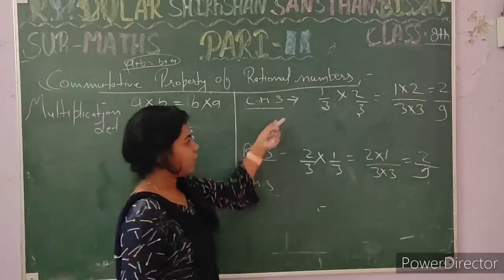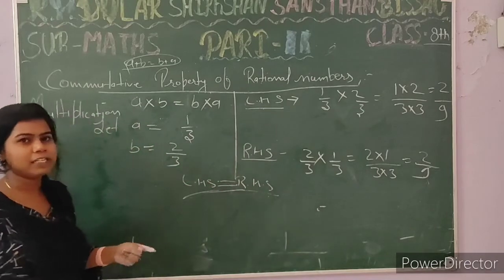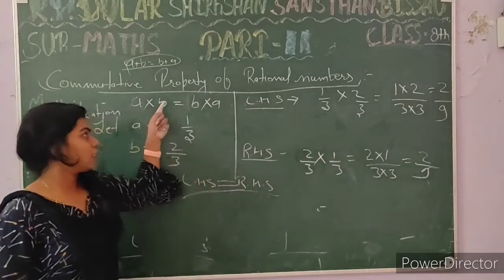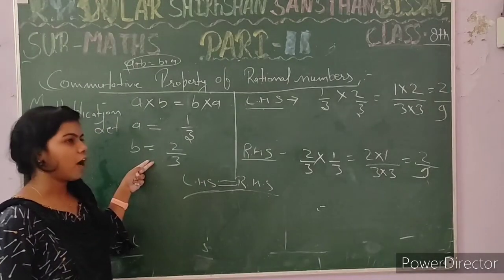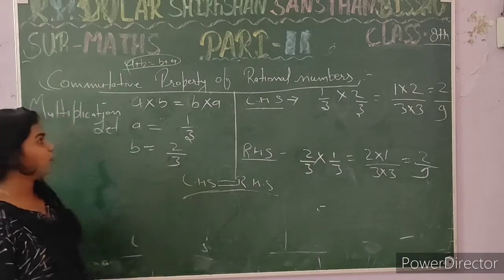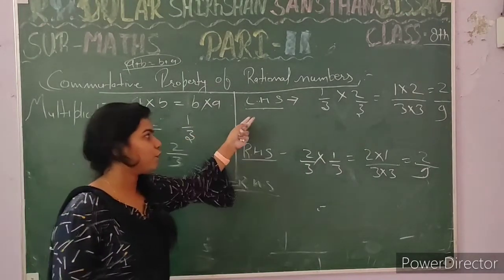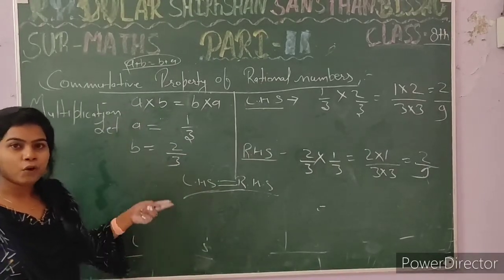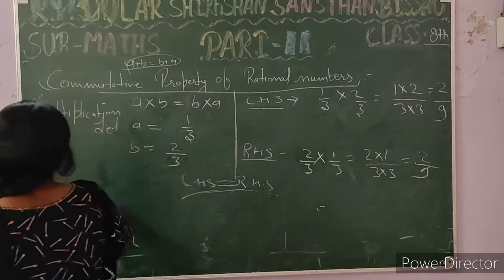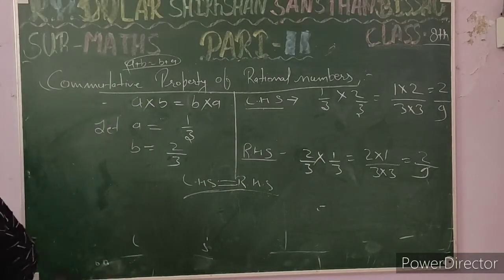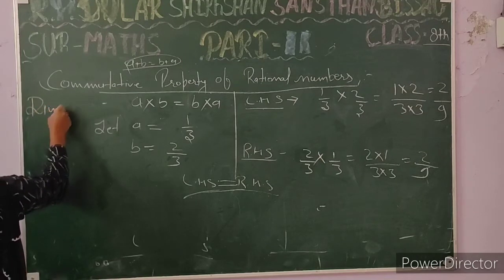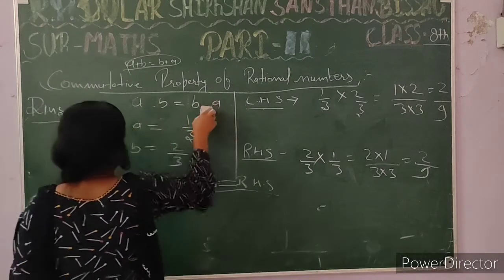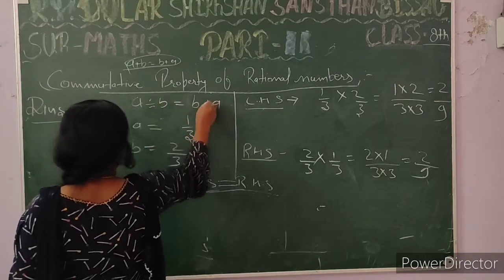Why satisfied? Because in mathematics everything has to be proved. In mathematics we can't just say that this is the truth. We prove that LHS and RHS sides are equal, so we can say that this property will be satisfied. Now I will tell you about the division method. Will the commutative property be satisfied for division or not? Students, look carefully.